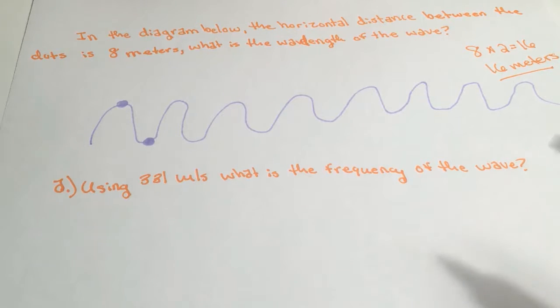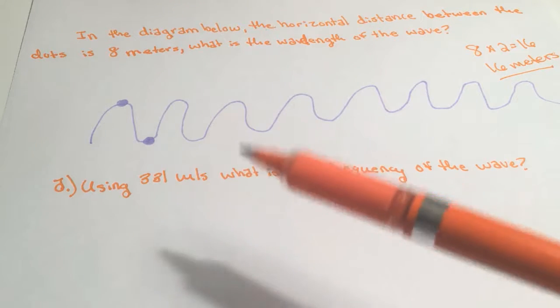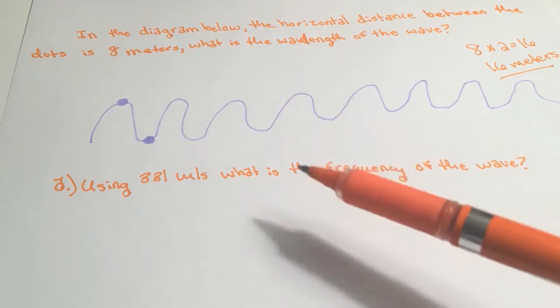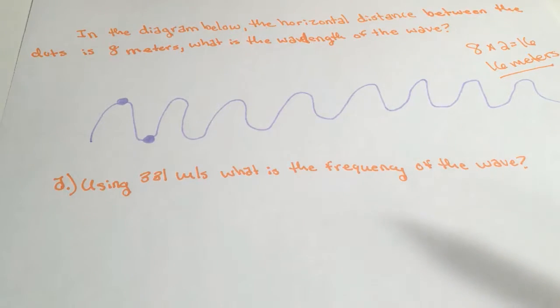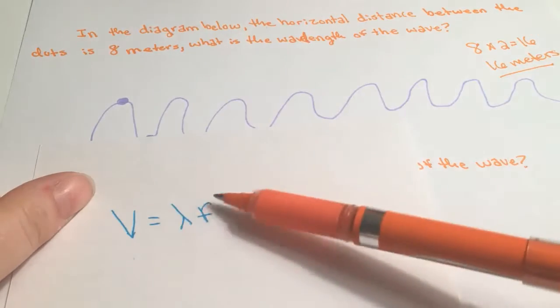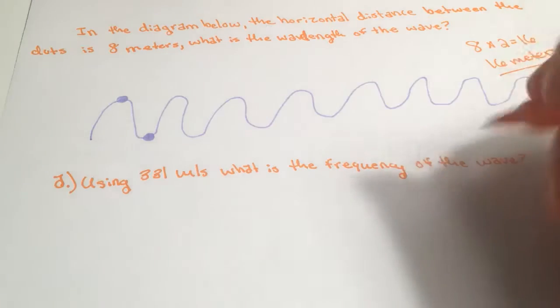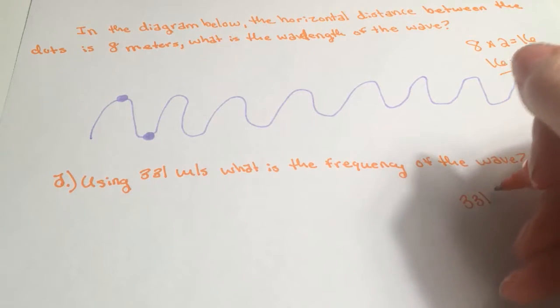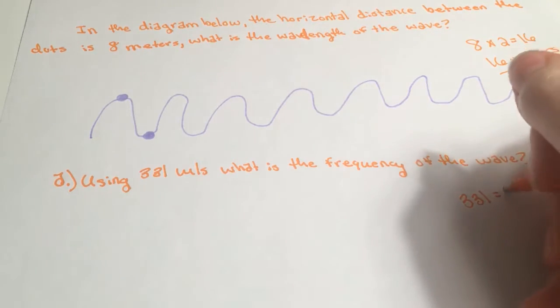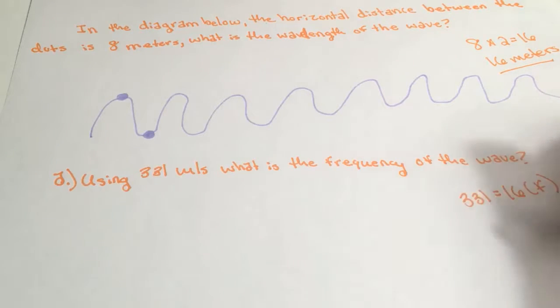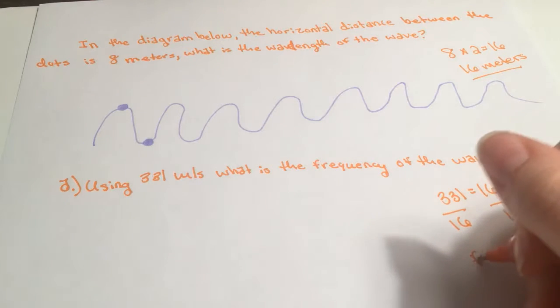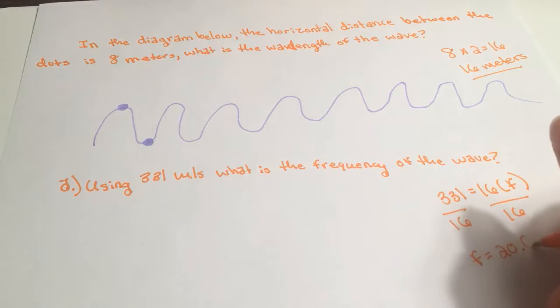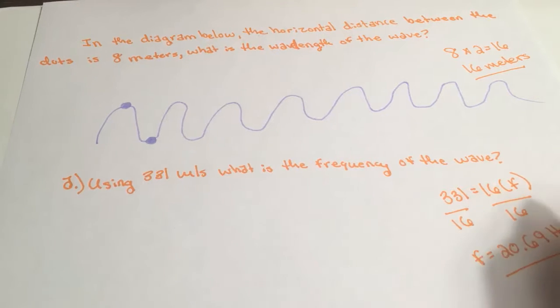And then on to part B, or part A. Using 331 meters per second, what is the frequency of the wave? Now with this formula, velocity equals wavelength times frequency, we can find the frequency of the wave. So 331 equals 16 times frequency, which means that the frequency will be 20.69 when rounding. And since frequency is measured in hertz, it'll be hertz for frequency.